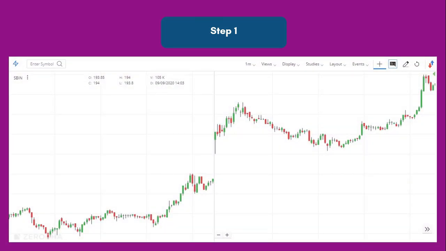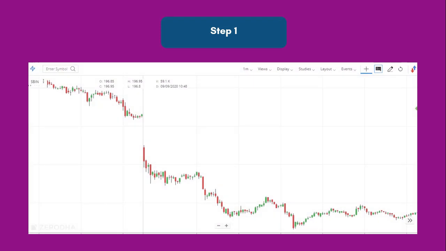So this is what I'm talking about. You can see that yesterday the stock has moved something like this, and this was obviously its highest point, but the next day market opens somewhere here. So this opening is well above previous day's highest point.